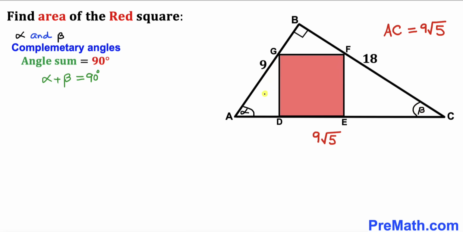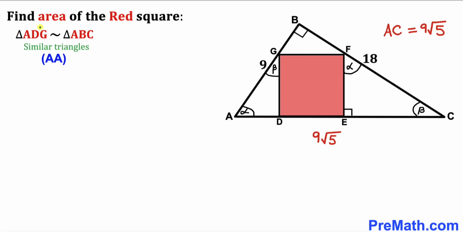And now let's focus on this triangle ADG. We know this is our 90 degree angle. This is our angle alpha. Then this angle has got to be angle beta. And finally, let's focus on this another right triangle CEF. We know that this angle is 90 degrees. This angle is beta. So this angle has got to be our angle alpha.